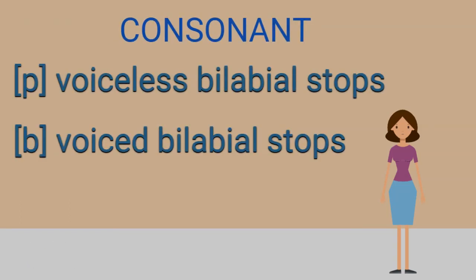And this is how we describe the consonant sounds by using voicing, place, and manner of articulation. So p is a voiceless bilabial stop sound, while b is a voiced bilabial stop sound. So we can say that p and b are different in terms of voicing.